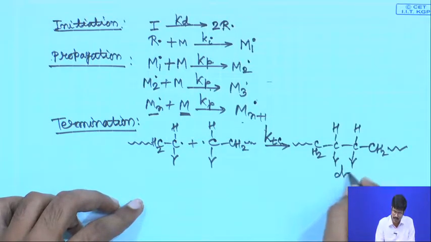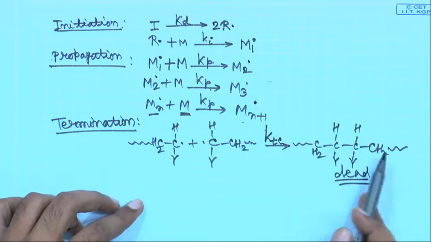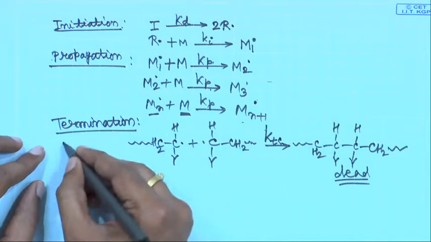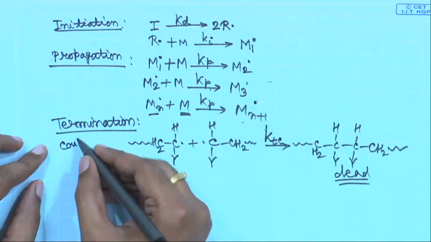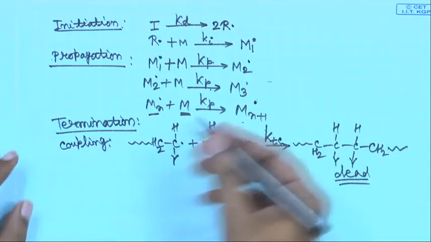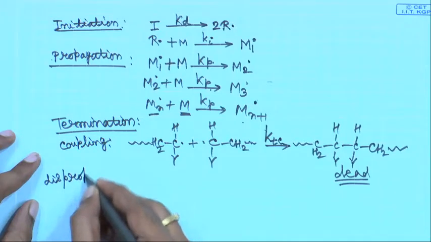So, this is the end of the growth of the chain. So, this is a dead polymer. This cannot grow further because this does not have any radical center. So, this is how you can terminate a growing chain. So, this is termination by coupling, or what you could have is termination by disproportionation.